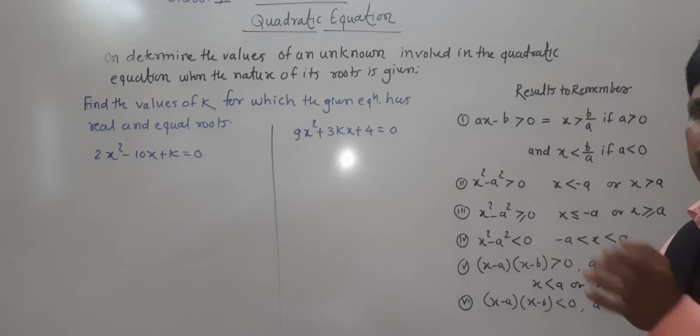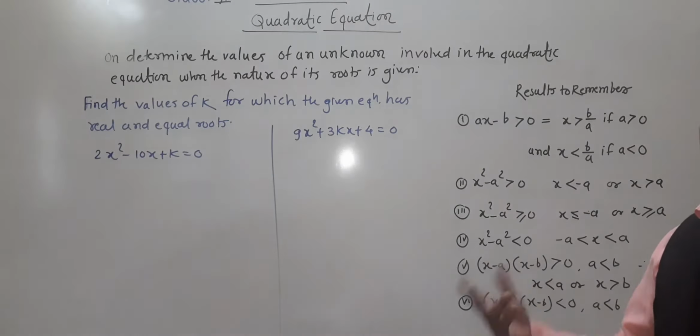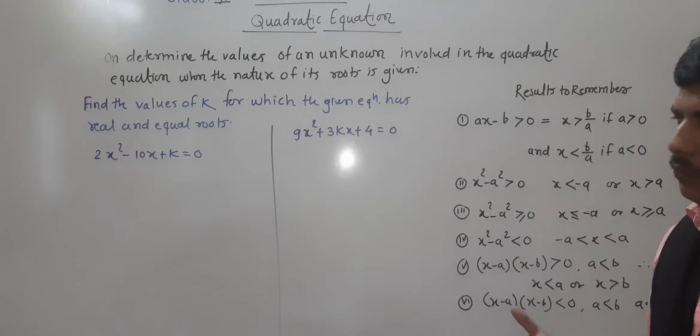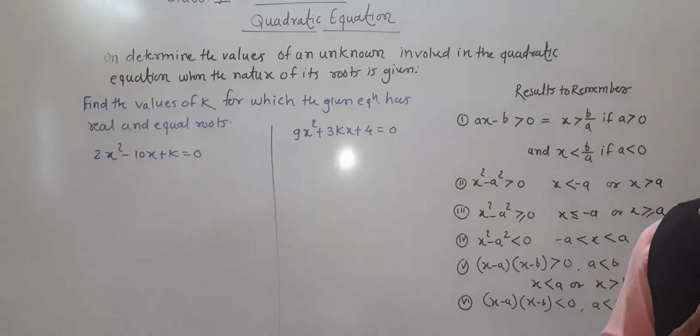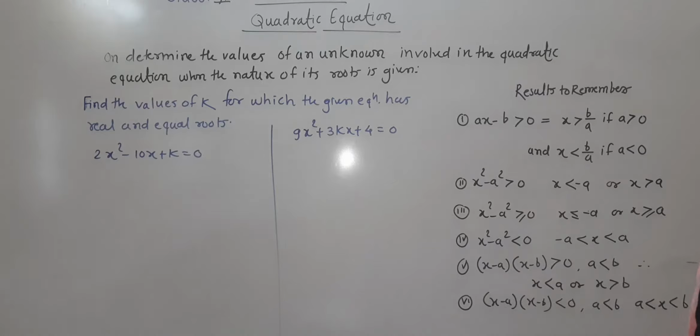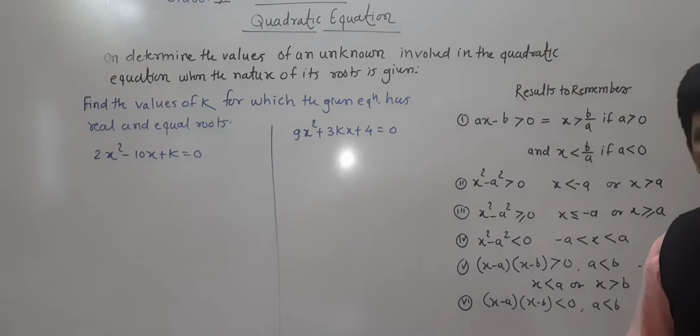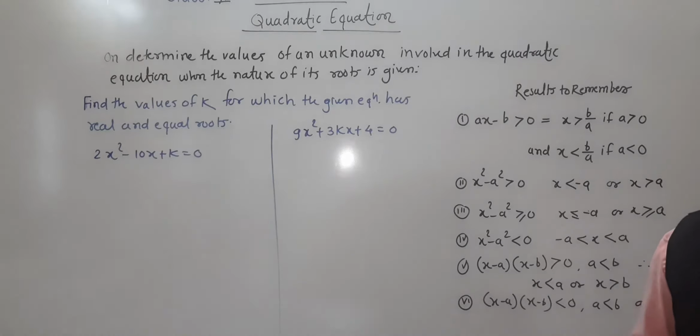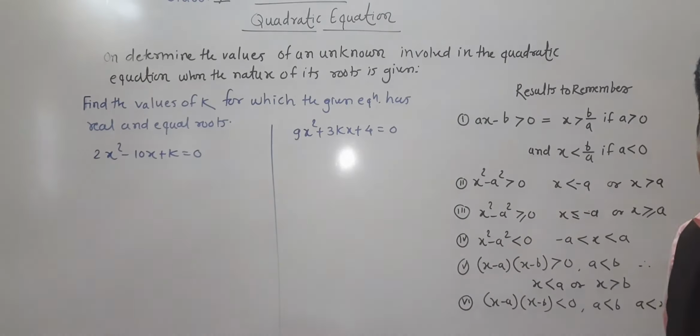When the nature of its roots is given, that time we have to find out the unknown values. So this concept depends on the nature of roots only. Yesterday we saw how to determine the nature of roots. Now, if the nature of roots is given, then how to find the unknown values, that we are going to see.